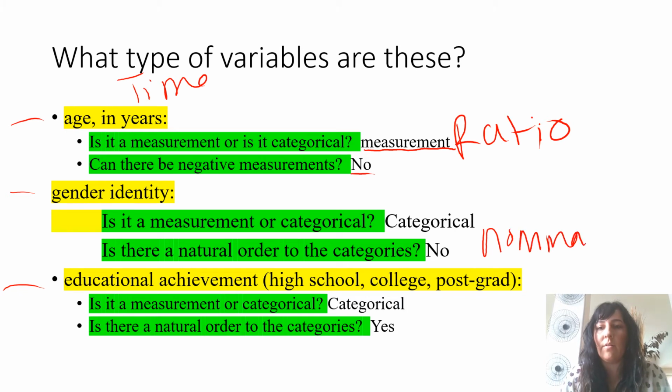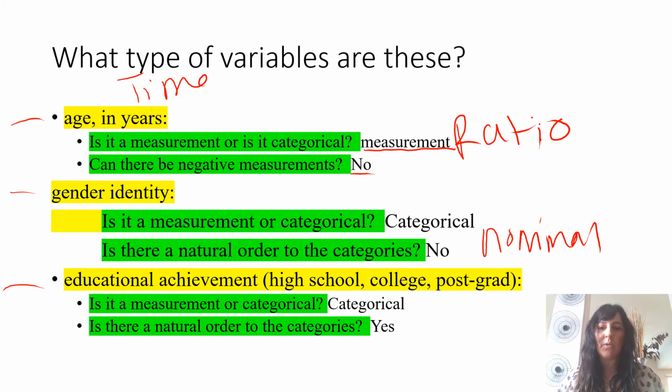So nominal would be the answer for that one. All right, so educational achievement. Would that be a measurement, or is that going to be categorical? Are we taking measurements of the educational achievement? Are we measuring it? No, we are not. It's more of a category, okay? So there's no numbers involved. It's a category, and the categories here are going to be like high school, college, post-grad, no high school.